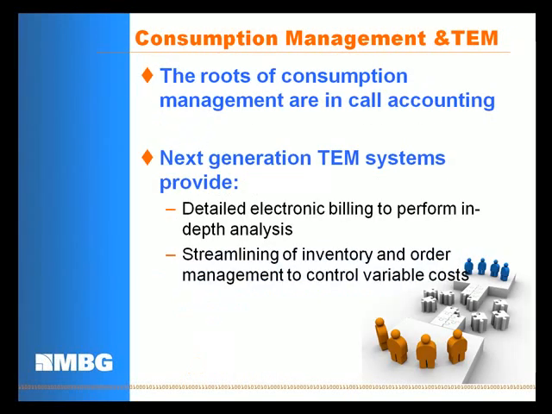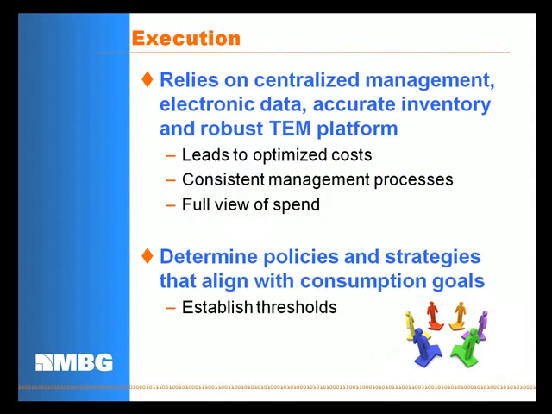So consumption management and telecom expense management both have a significant alliance on some of the roots, which include telecom call accounting. What we have found is that next generation telecom systems really allow an organization to understand the importance of detailed electronic billing in conducting this analysis, and then also streamlining the process from procure to pay, recognizing the importance of provisioning, inventory, order management to help control some of the variable costs.